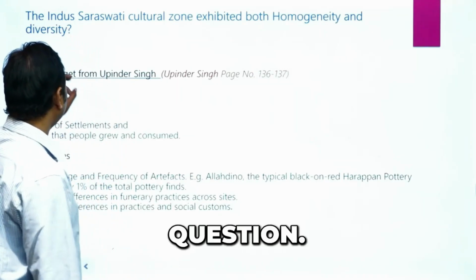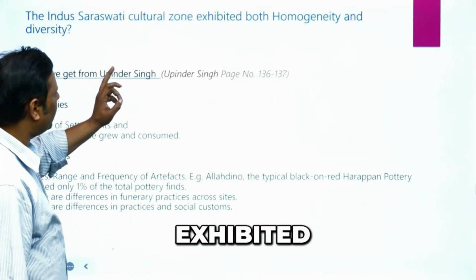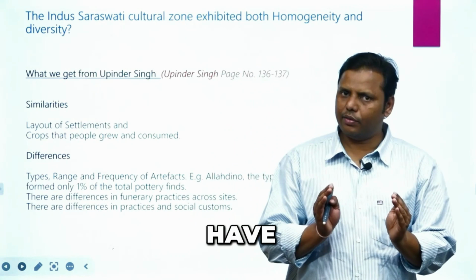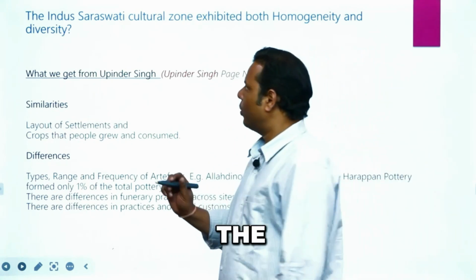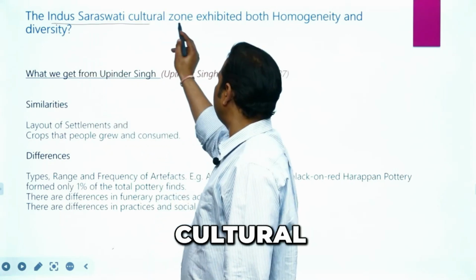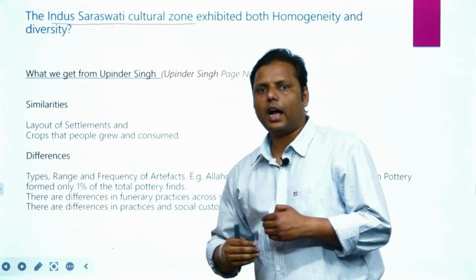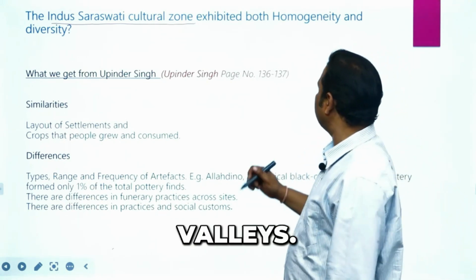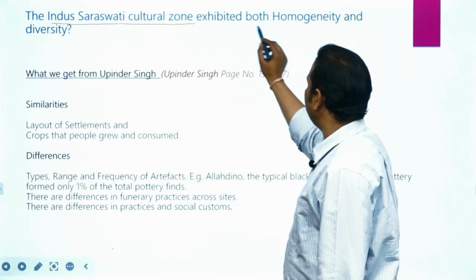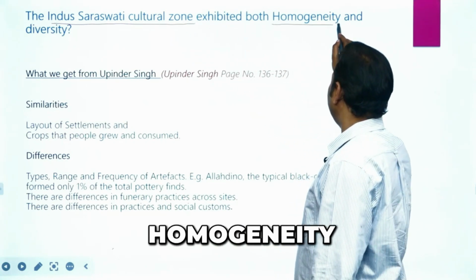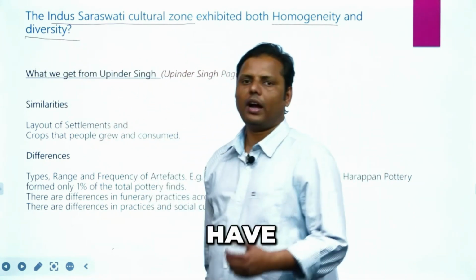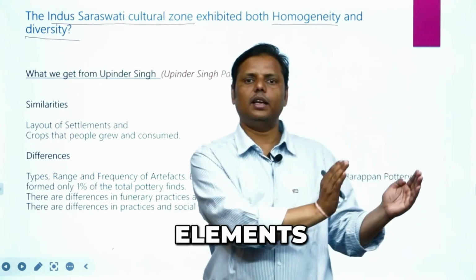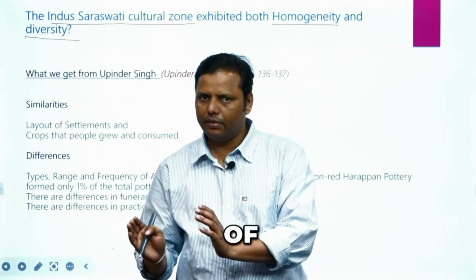Okay, let's say this is the question: The Indus Saraswati cultural zone exhibited both homogeneity and diversity. There are three things you have to keep in mind while attempting this question. The question is asking you about the cultural zone in the Indus and Saraswati river valleys, and it says that these cultural zones exhibited both homogeneity and diversity. So you have to have a substantial number of points through which you can prove which are the elements of homogeneity and which are the elements of diversity.